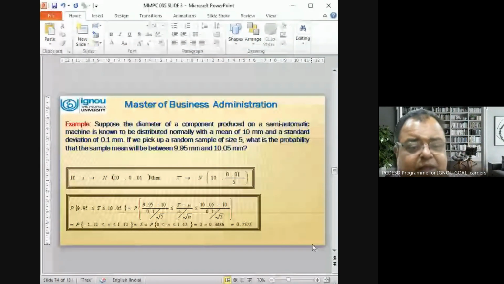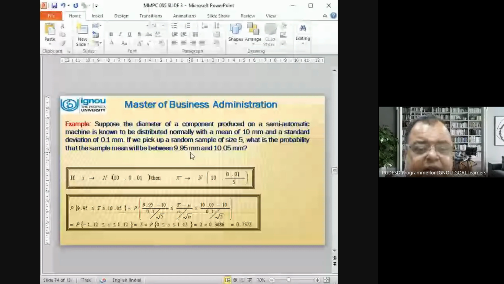Now, if a sample size of 5 is included, now see the difference. What is the difference in this? You can see there is a difference. Now this has become this. Earlier it was this, and now this is not going to change. The standard deviation is what changes. This has changed here.